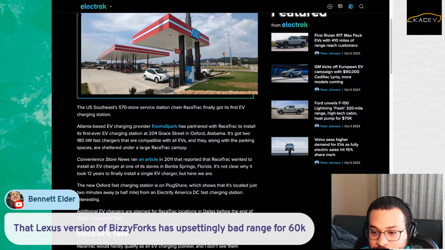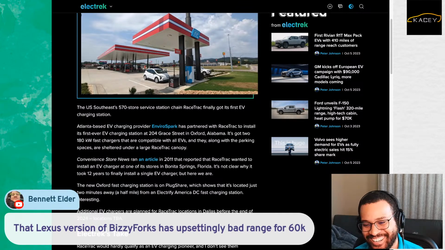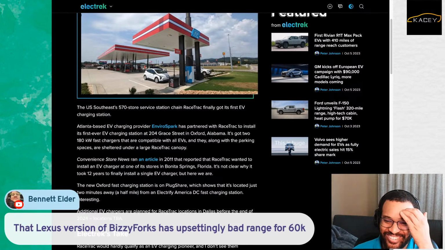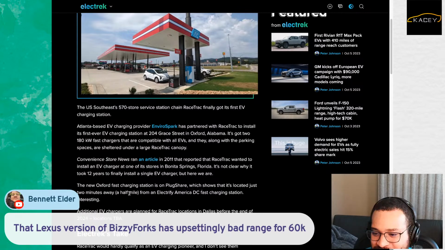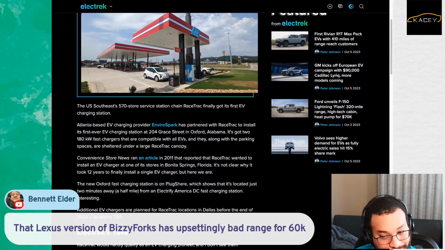Convenience Store News ran an article in 2011 that reported that Racetrack wanted to install an EV charger at one of its stores in Bonita Springs, Florida. It's not clear why it took 12 years to finally install a single EV charger, but here we are. Burn. The new Oxford charging station is on PlugShare, which shows that it's located just 2 minutes away from an Electrify America DC fast charging station. Additionally, EV chargers are planned for Racetrack locations in Dallas before the end of 2024. Locations to be announced. All right, then.